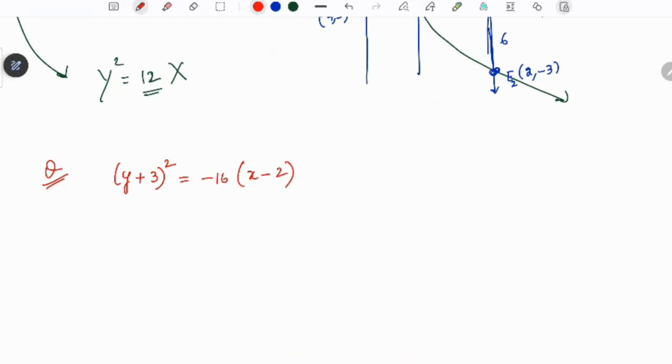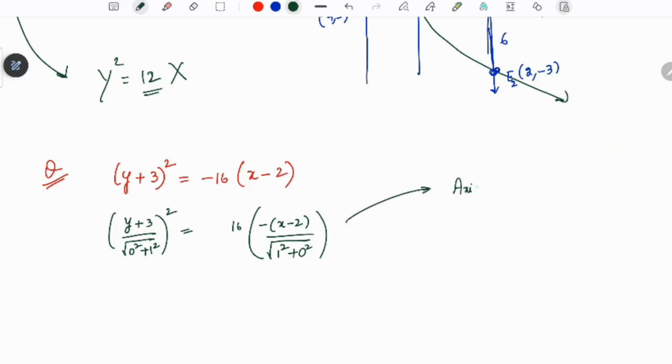Okay. Now tell me, what is the axis for this? You can first write this perpendicular distance. Even if you write it, what happens? Denominator you will get 1. So since we are getting 1 in the denominator, we are not changing anything. This minus you can send inside, right? Minus of x minus 2 you can write. What is axis? y plus 3.